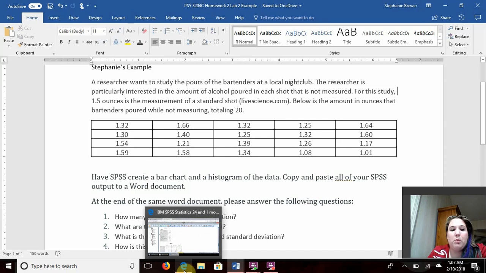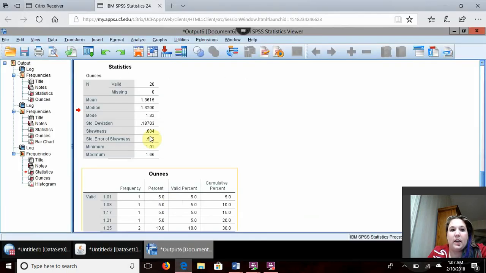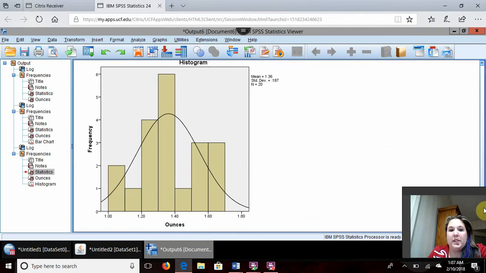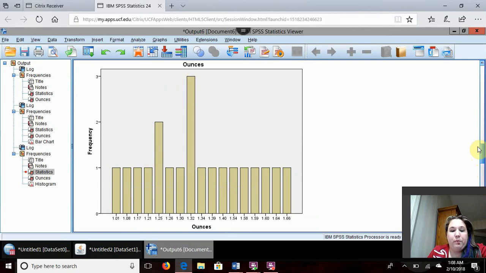Now, mean, median, mode, standard deviation, and skewness, like I said, is all up here in statistics, and all the other information you need should be gathered within the problem itself, the histogram, and the bar chart.